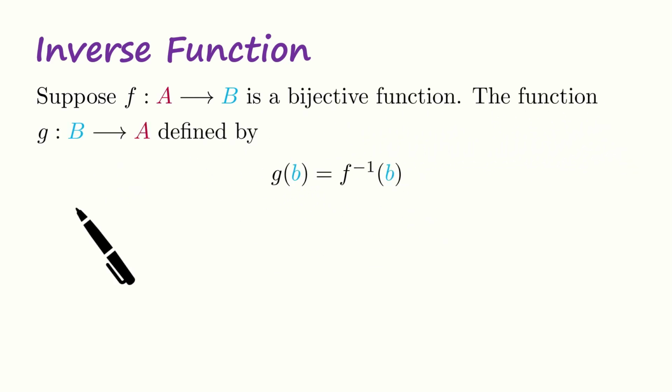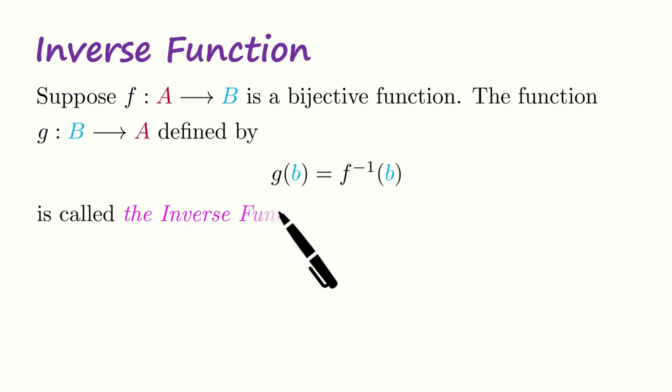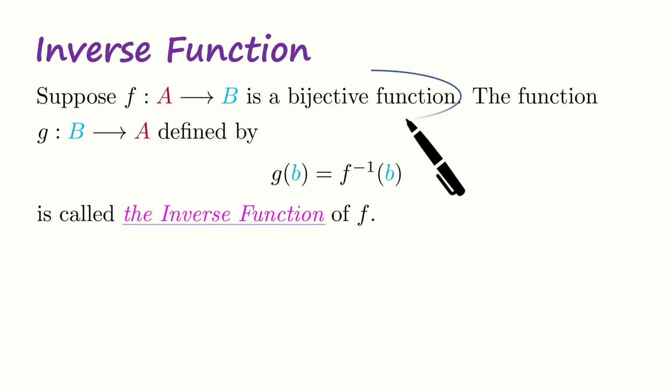Suppose f is a bijective function from a set A to another set B. If we invert the role of the domain and the codomain, then this inverse mapping is called the inverse function of f. The inverse of a function is a valid function if and only if the underlying function is a bijective function. Let us see why the inverse mapping is not a valid function if the underlying function is not bijective.